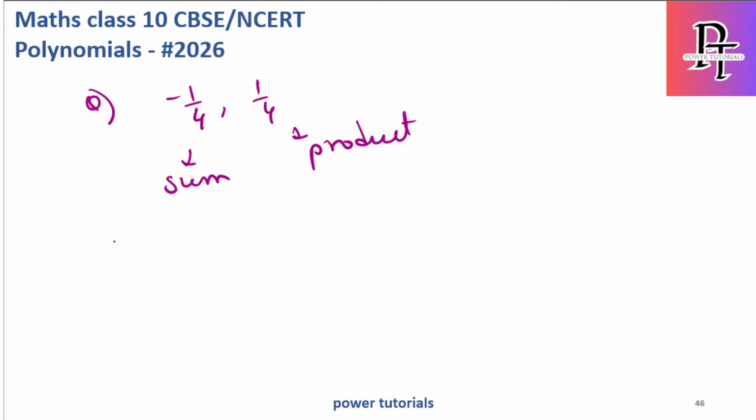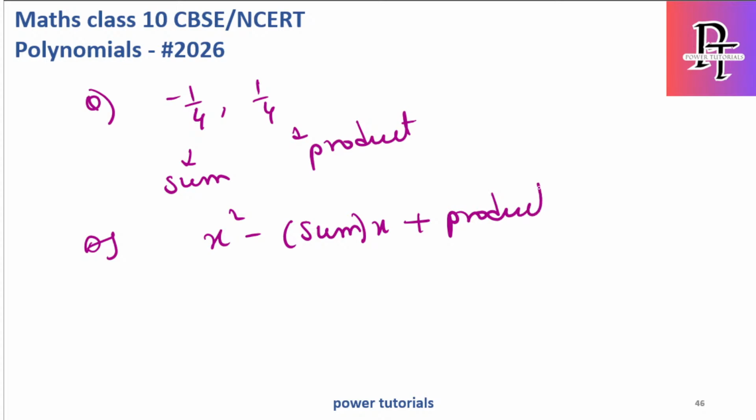Make sure in your exam you write the formula first, which is x square minus sum into x plus product, because this equation itself also carries half mark. Either you can write this, or x square minus of alpha plus beta into x plus alpha beta. Both are fine, but either one should be written in your exam, then only you will get full marks for this type of question, because this step also carries half mark.